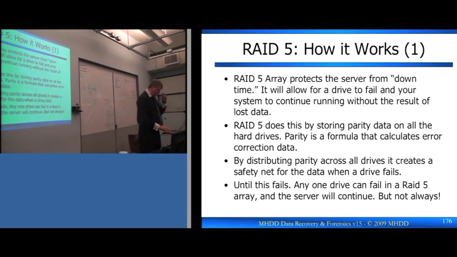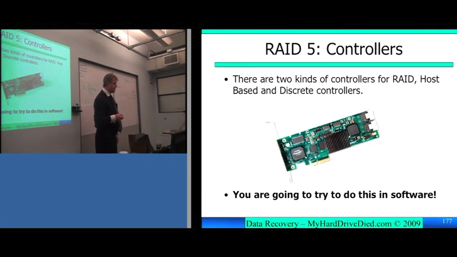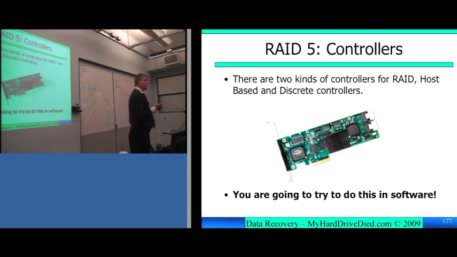So when you're dealing with RAID 5, there are 2 types of controllers. It is very popular to have one on your motherboard, a host-based controller, and in servers they normally would have what's called a discrete controller. The discrete controller will have a CPU. That's the difference between the discrete controller and a host-based controller. The discrete controller has its own processor, and it's going to be able to handle the math that's necessary to keep the RAID array running much more efficiently.